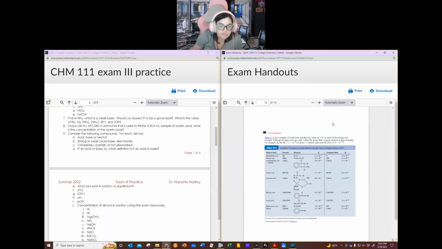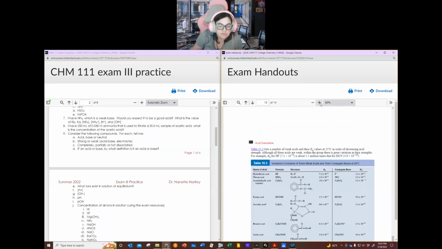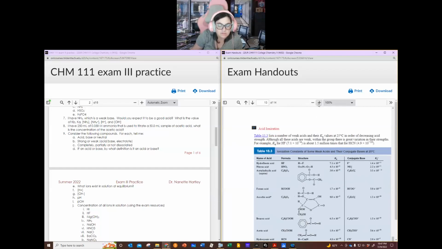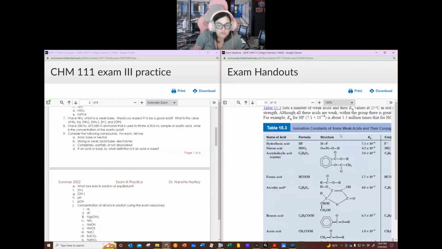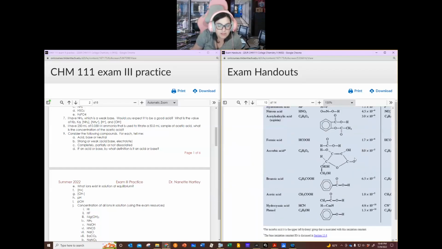Acetic acid, listed right there as C6H8O6. And I have a 50 milliliter sample of that, and we want to know what's the concentration of this.